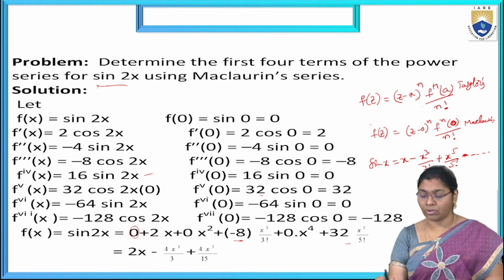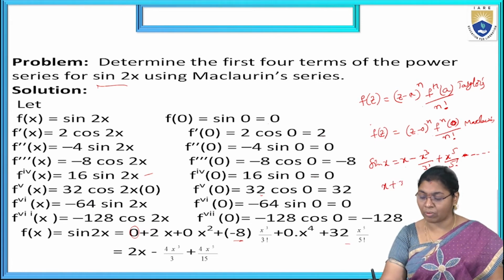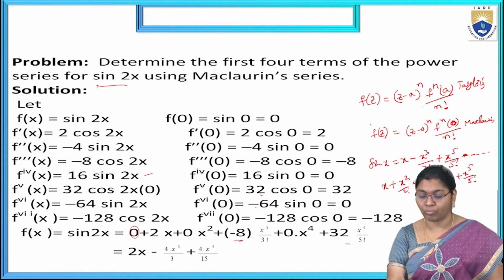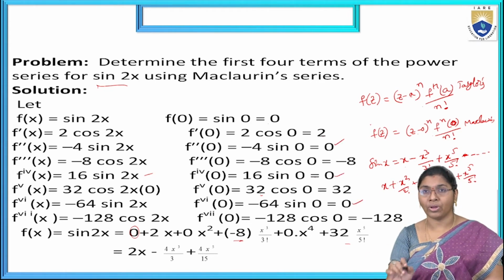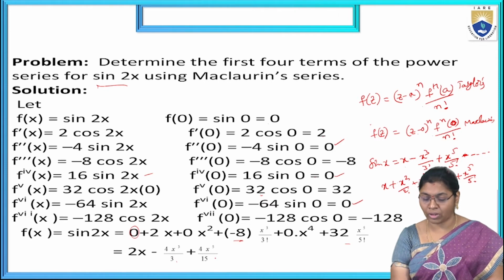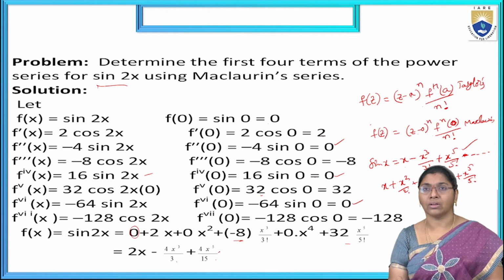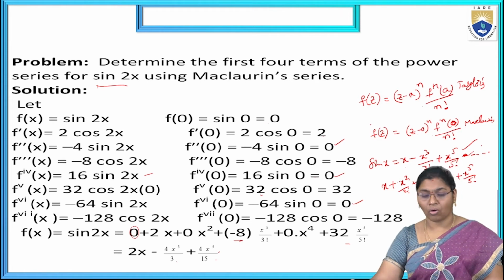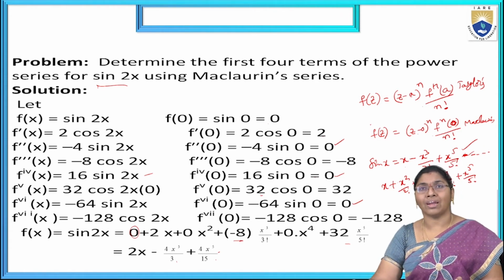Now, each and every term: x plus x square by 2 factorial minus x cube by 3 factorial plus x power 4 by 4 factorial, like that. Here each and every even term is 0, that's why I am substituting that only. We get only the x term, x cube term, x power 5 term. Simply we are solving like that. We are using two methods; this is the best method, but that is our choice. Now, that is the Maclaurin series of sin 2x.